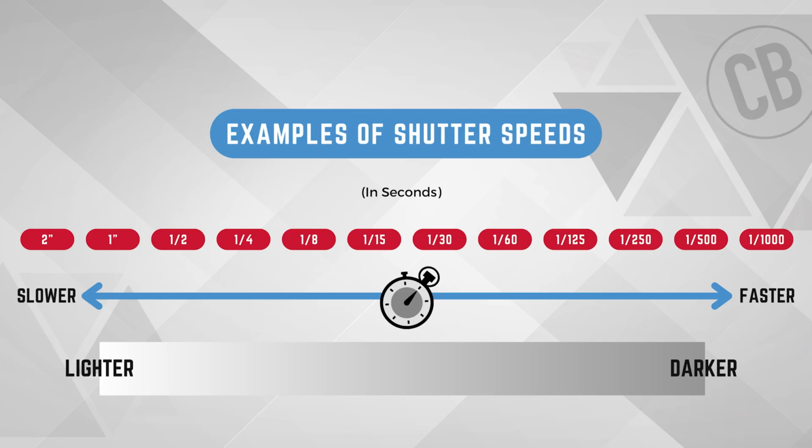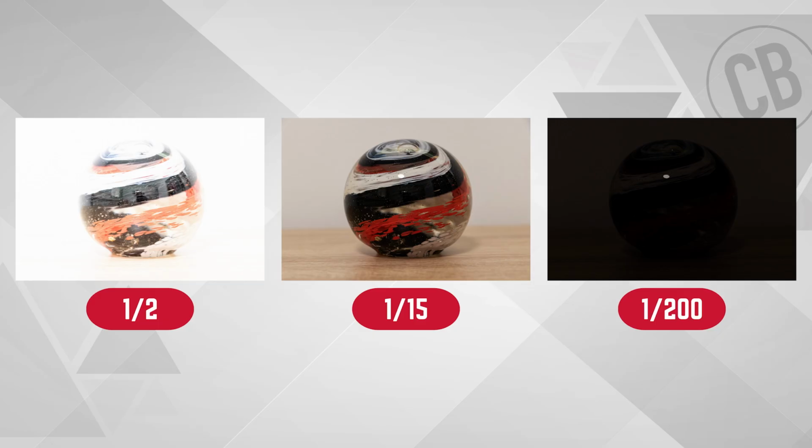If we have a very long shutter speed, we're going to be capturing more light. A very quick shutter speed, we're going to be capturing less. So to recap, a longer shutter speed will be a brighter image if we're only looking at shutter speed, and a faster shutter speed will be a darker image.